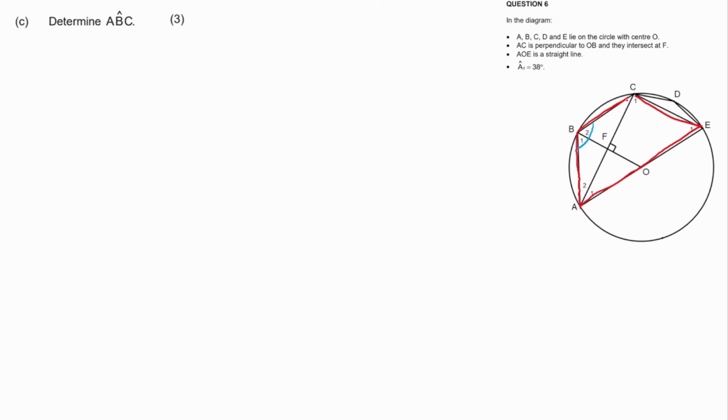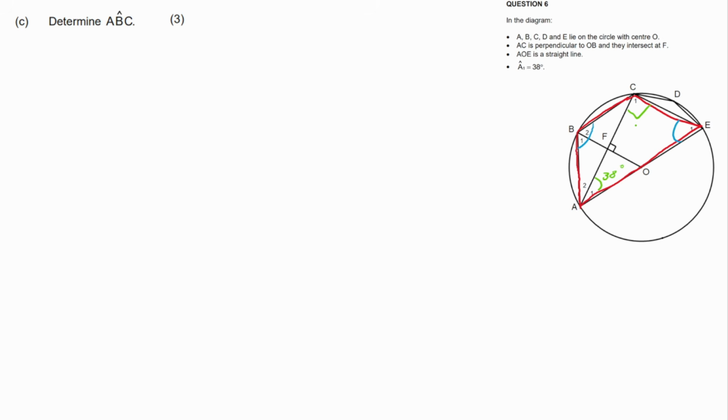Over here, this is a cyclic quad. And we know that B1 and 2 is the opposite angle. So E1 is opposite to B1 and 2. So if we know E1, we can solve for B1 and 2. And to solve E1, we know that this is 90 degrees and this is 38 degrees.